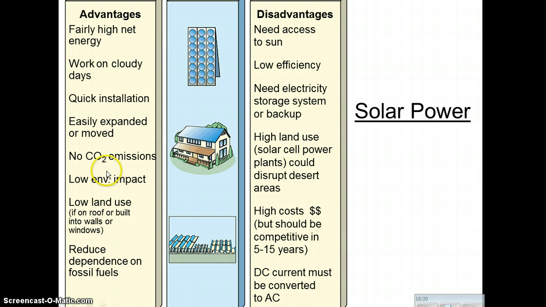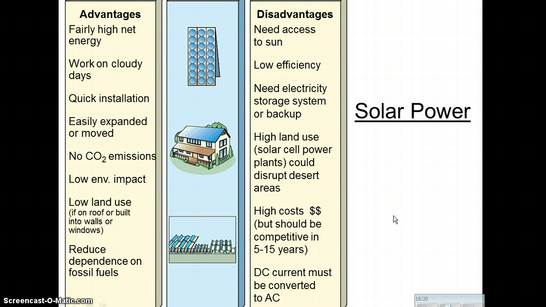There's no CO2 emissions. All things considered, there's not a big environmental impact. Doesn't take up that much space, although it does take up some space. We can now put them in nice places, and it reduces the dependence on fossil fuels.